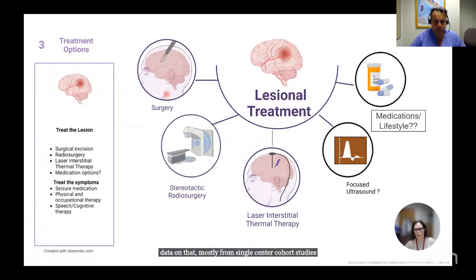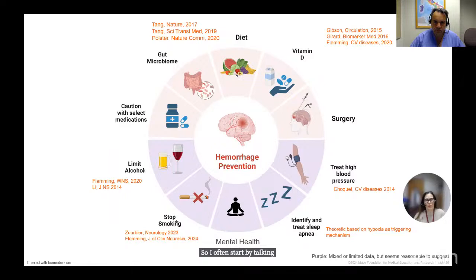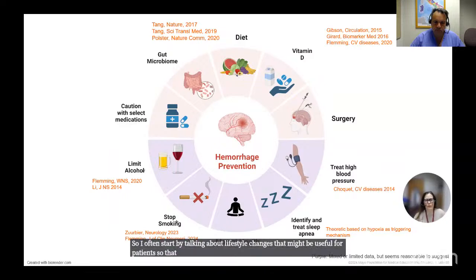Focused ultrasound, not the thermal destructive type of focused ultrasound, but the focused ultrasound that has mechanical disruption is being evaluated as a possible treatment at University of Virginia. And I want to touch on some of the medication and lifestyle things that we talk about with patients as a neurologist. So I often start by talking about lifestyle changes that might be useful for patients so that they can have some control over this disease.